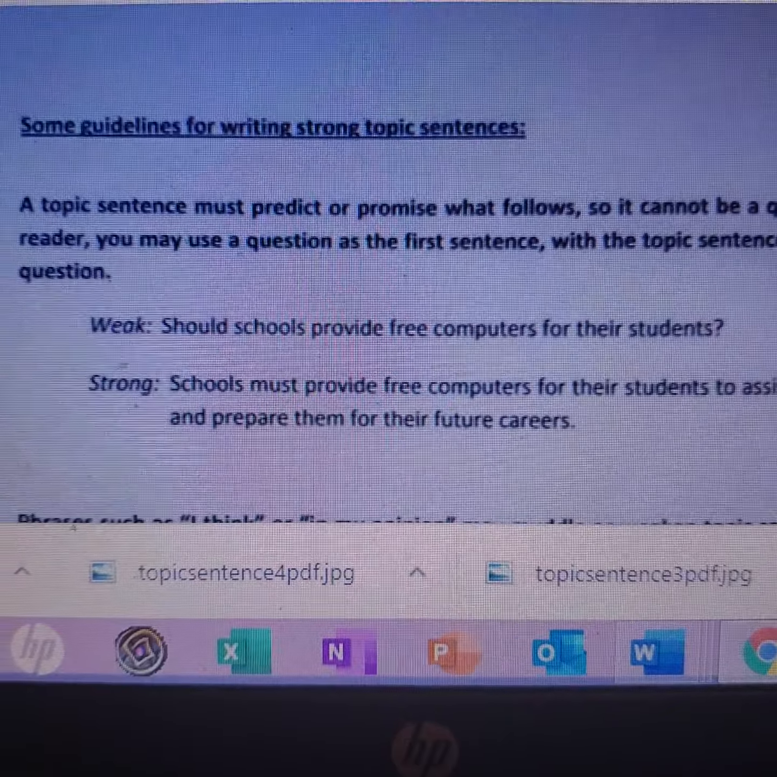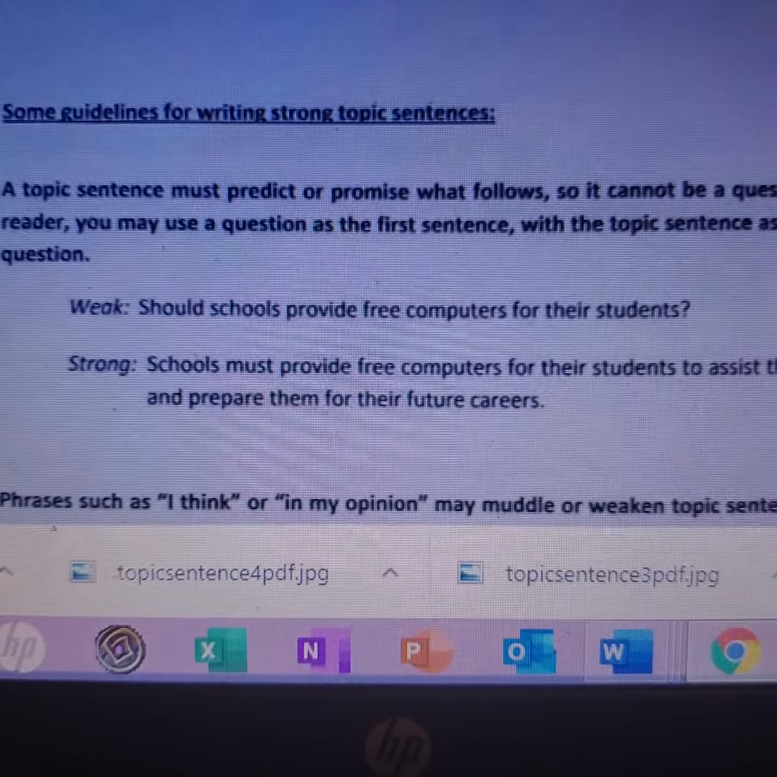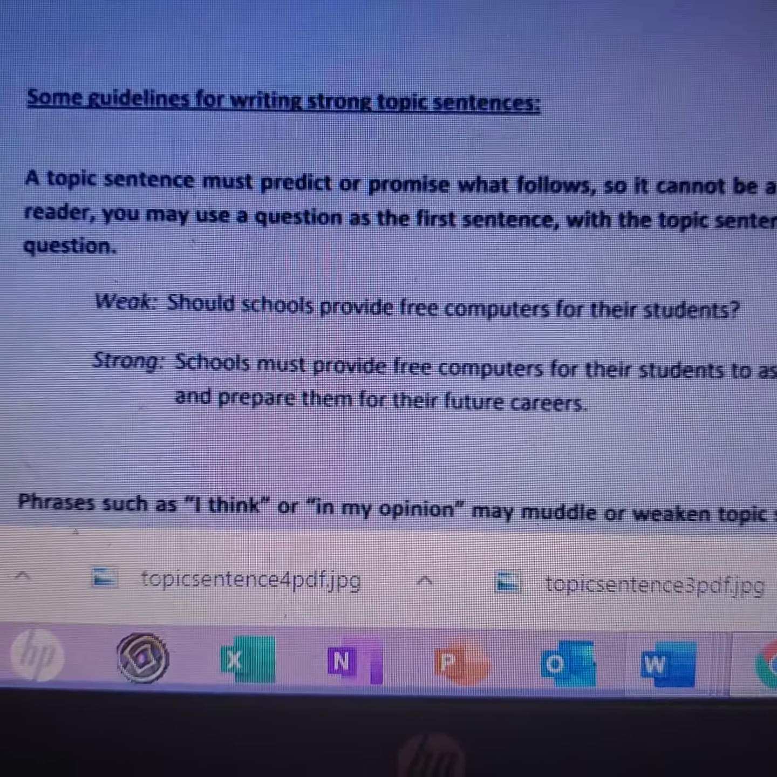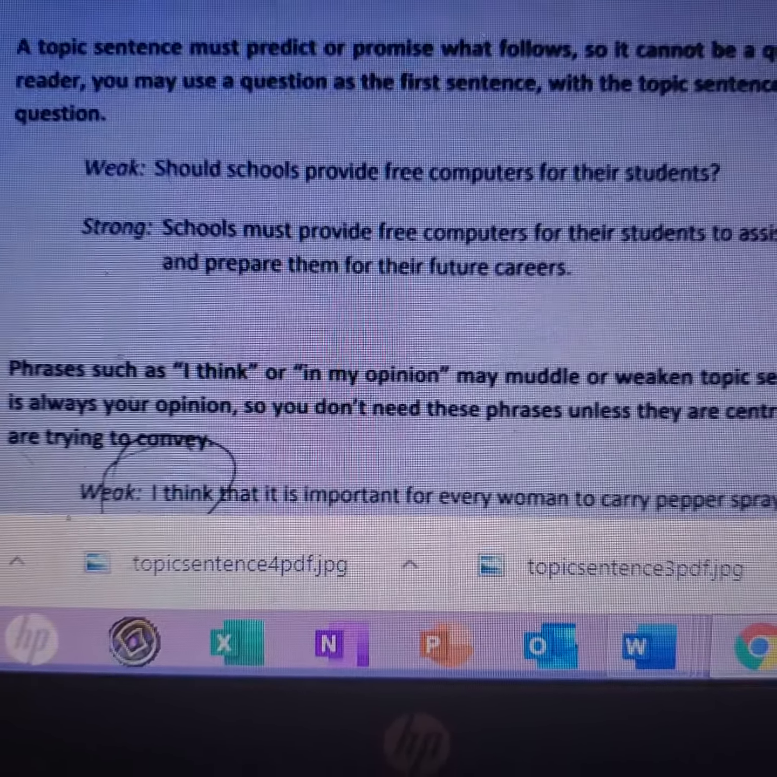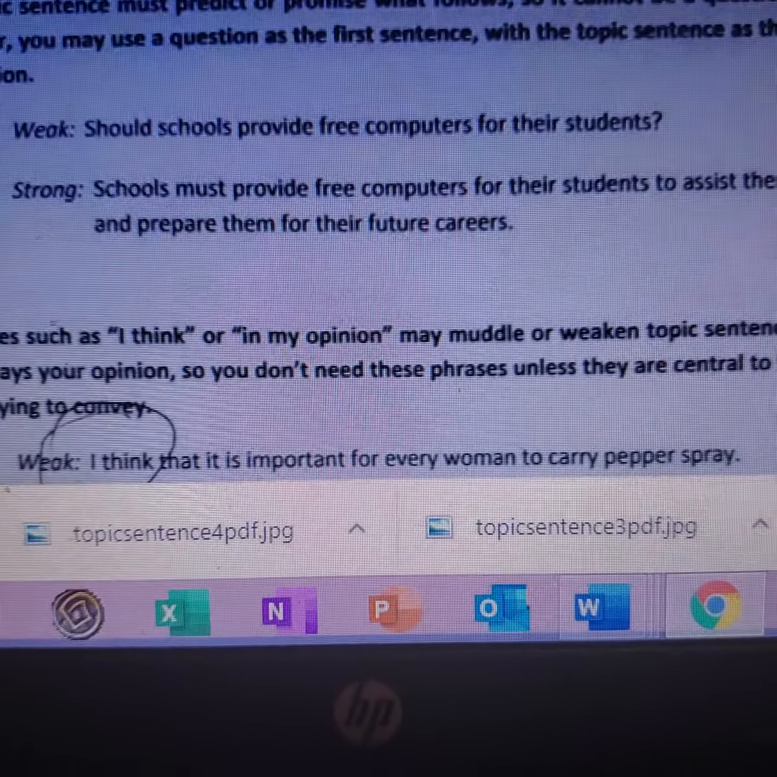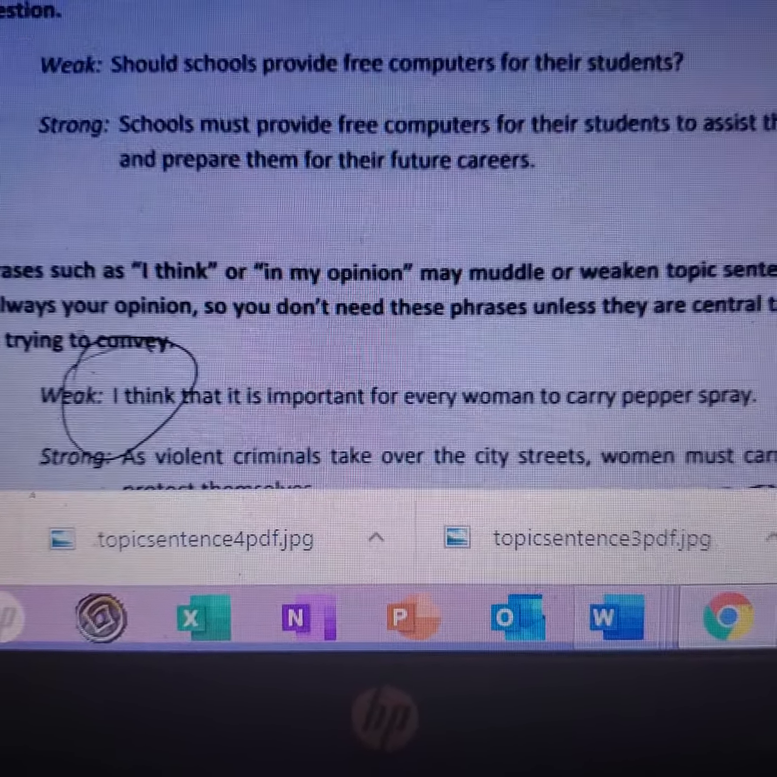Notice that technically in a topic sentence, we should not use a question because we're trying to broaden the subject. Phrases such as I think or in my opinion can confuse the reader, so we try not to use these unless they're going to connect back to the point. So let's look at this.